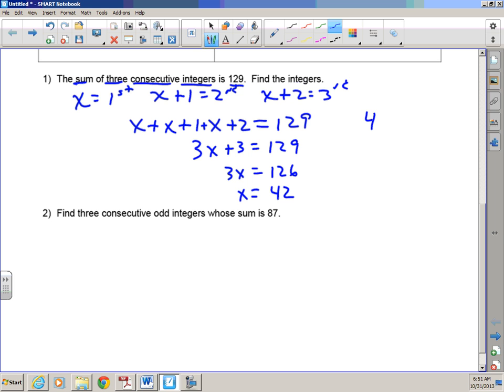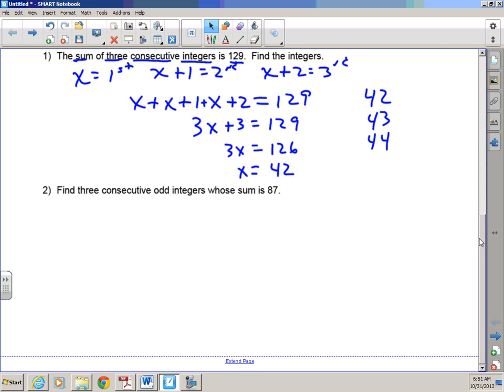So, what is my answer? 42, 43, and 44. And if I were to add the 3 of them, you would see they would add to 129. If you don't get an integer as an answer, meaning if you get a fraction or decimal, then you have done something wrong because your answer has to be integers.